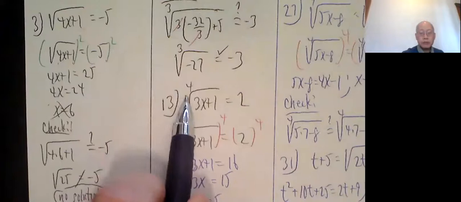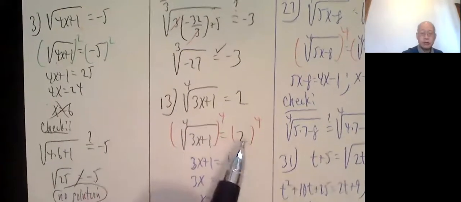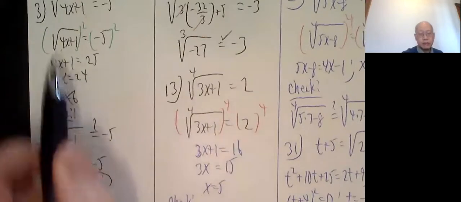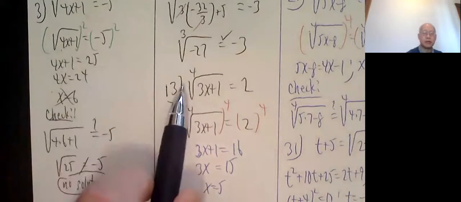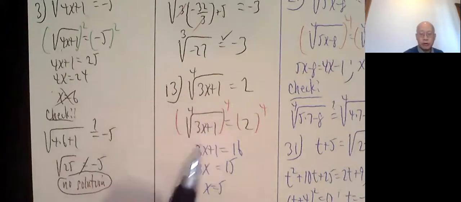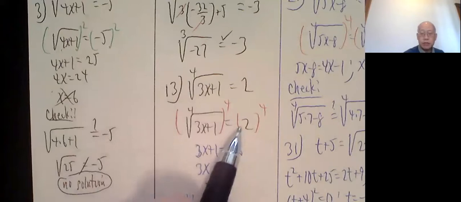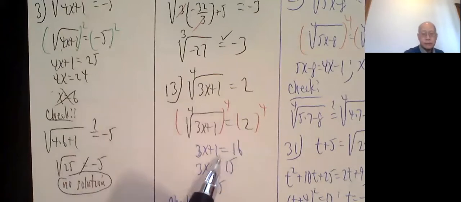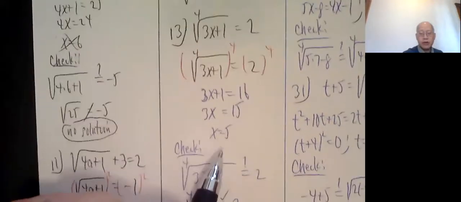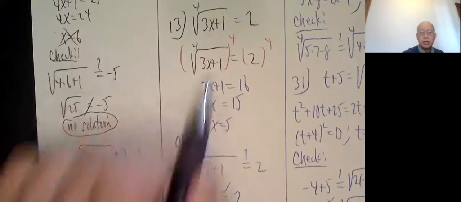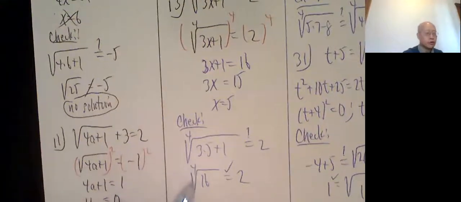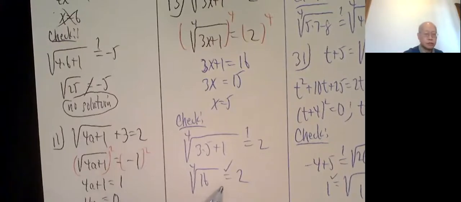What if you have a fourth root? You raise both sides to the fourth power. Whatever the index here, raise it to that power. Although most of the problems are going to be square roots. They give you a few other ones, but usually square root. So raise both sides to the fourth power. 3x plus 1 equals 2 to the fourth, which is 16. Subtract 1, 3x is 15. Divide by 3, x equals 5. Double check, plug in 5 right here. 3 times 5 plus 1 is 16. The fourth root of 16 is indeed 2, so that works.